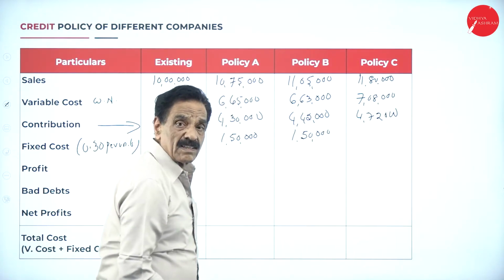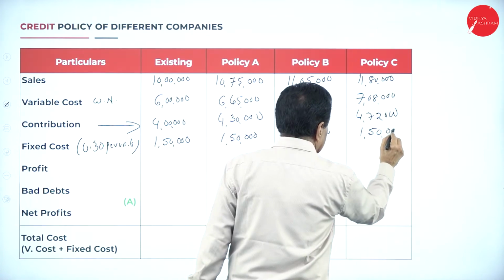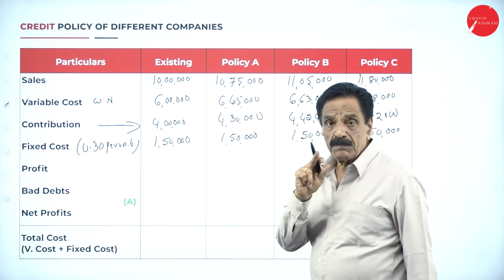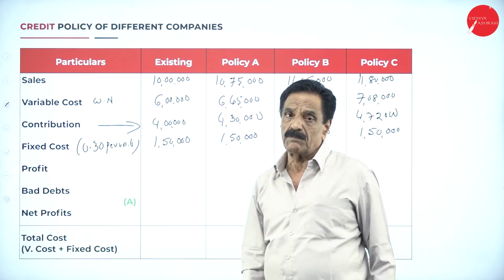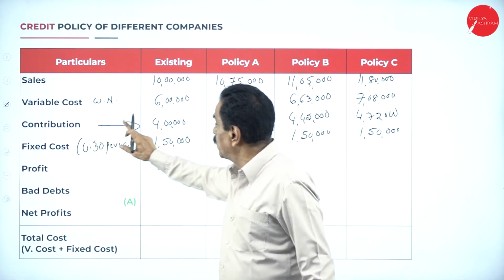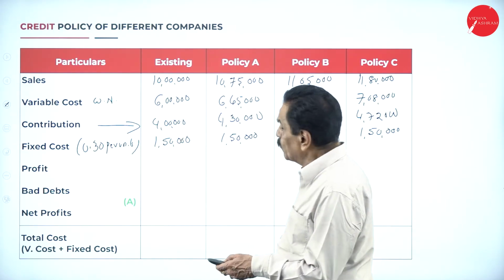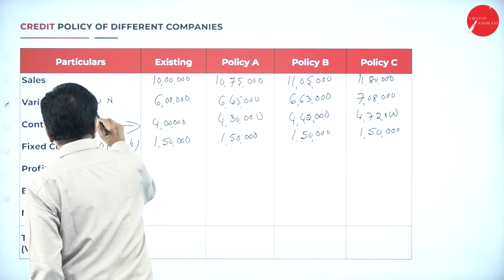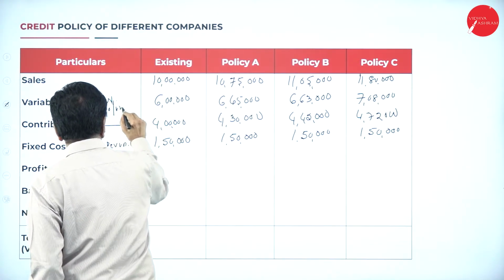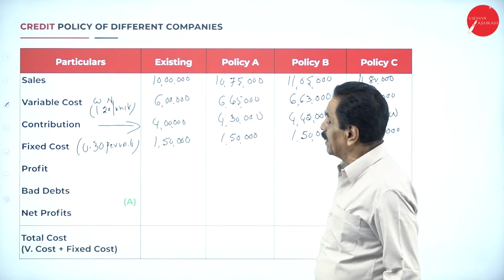This remains constant. Fixed cost value remains constant, variable cost per unit remains constant. Remember, variable cost per unit remains constant. Here now, variable cost per unit is how much? 1 rupee 20 paisa. Here per unit remains constant, here value remains constant.